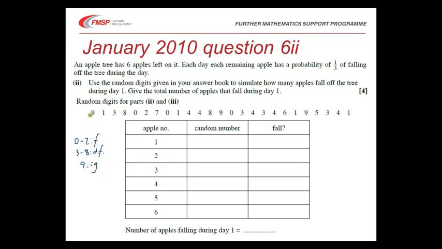Our first random number, we ignore 9, we use 1. We use 3, then we use 8, then we use 0, 2, 7. We can then say whether it falls or not, and we can say yes, no, no, yes, yes, no. 3 apples fall. Fairly straightforward if you follow the instructions literally.